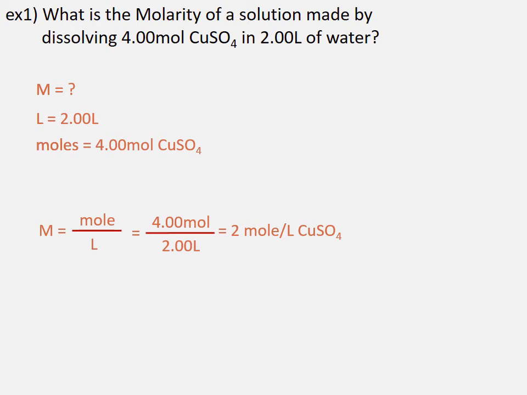because I have 3 significant figures in both the numerator and the denominator. I will write it as 2.00 molar CuSO4.